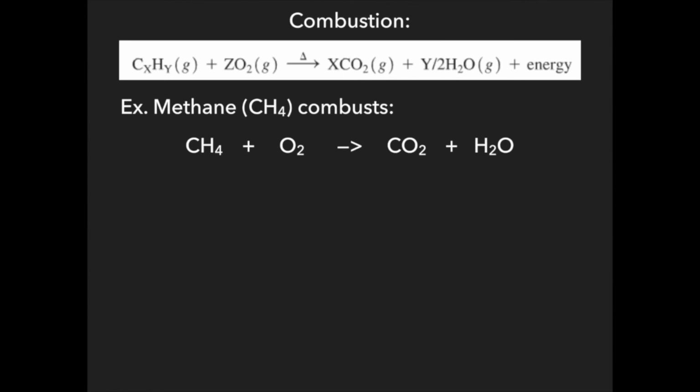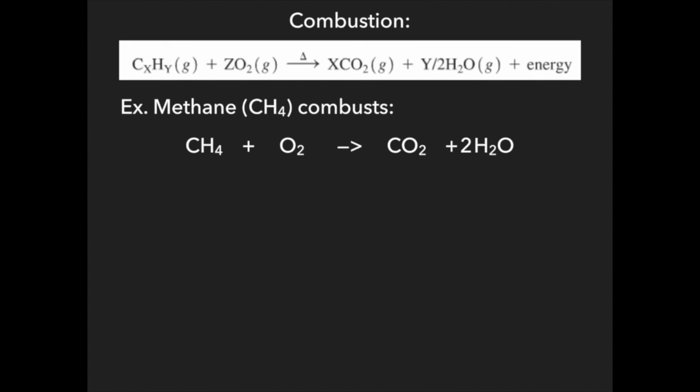Now, the hardest thing for combustion reactions is actually the balancing. So I always balance carbons, then hydrogens, then oxygens. I go in order. Okay? So here I've got 1 carbon on my reactant side, 1 carbon on my product side, so I'm fine there. Now I'm going to look at hydrogens. I've got 4 hydrogens on my reactant side and 2 hydrogens on my product side, so I've got to put a 2 in front of water.